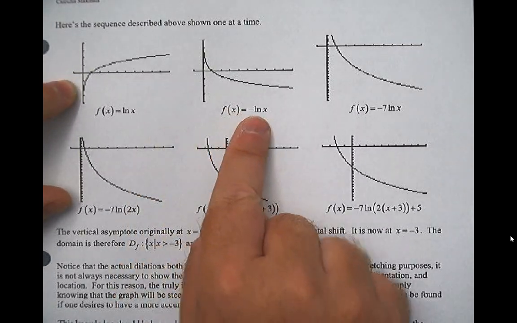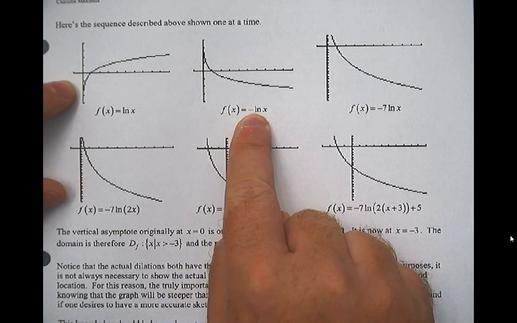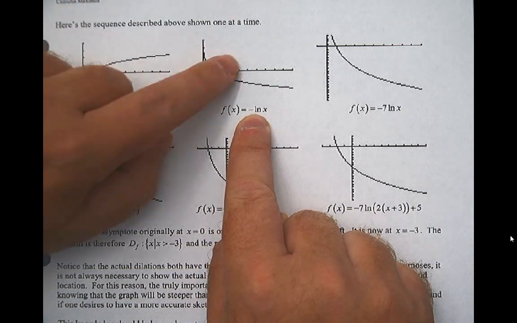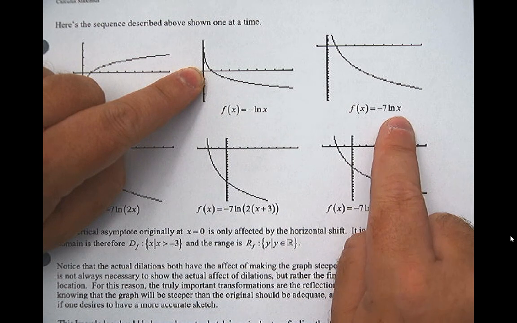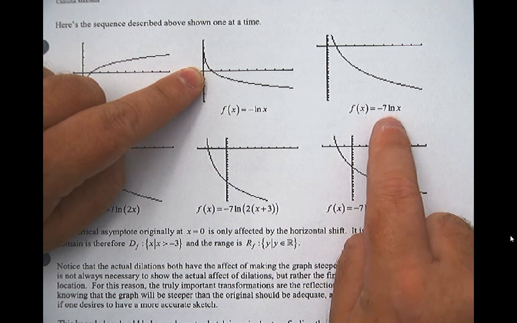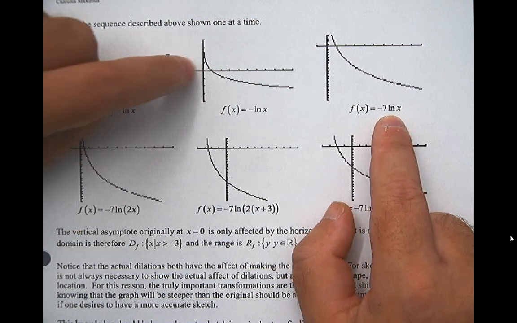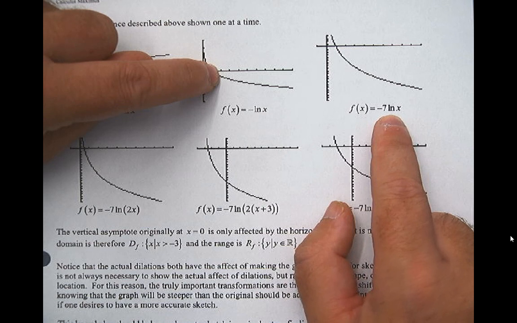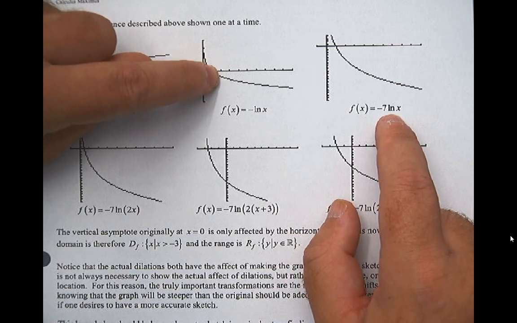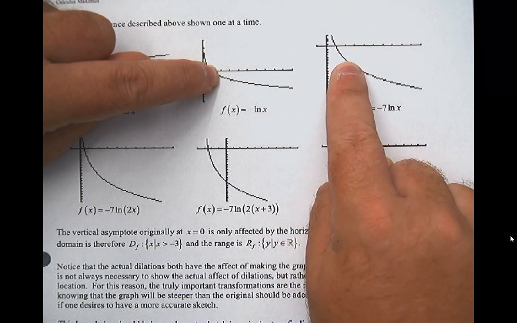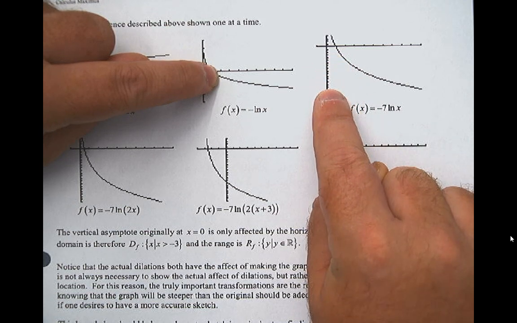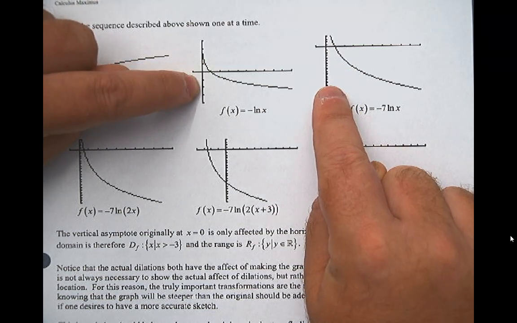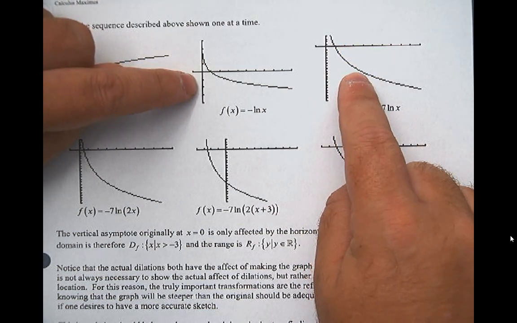First thing they did was a reflection. So the negative out front caused the graph to reflect vertically. So now it looks like this. The -7, that's attached to the function. So it's going to take all the y values and multiply them by 7. So what was, let's say this is -1, 2 is now -7. Notice they changed their scale. See how many more tick marks there are over here? So that stretched it vertically.